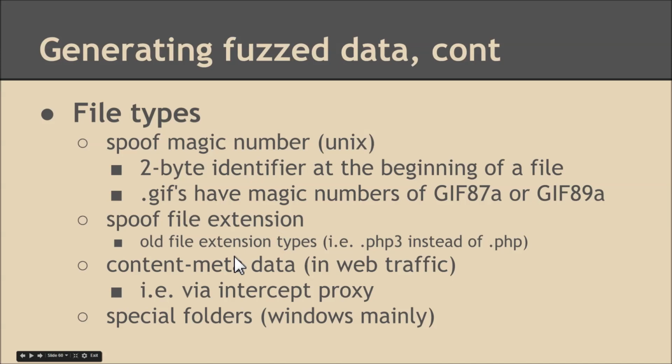Maybe, for instance, PHP used to also accept PHP3 before PHP 4 and 5 became more common, I suppose. Also, you can fuzz the content metadata in web traffic. Say you're uploading an .exe and you tell it the type is JPEG, it might accept it and then allow you to run it on the web server by accessing it. Also in Windows, past Windows, you can fuzz special folders, and this allows you to do weird forms of privilege escalation, which I don't know much more about.